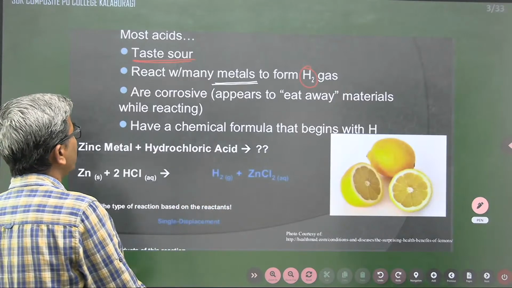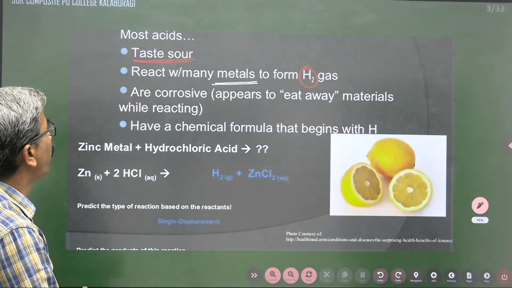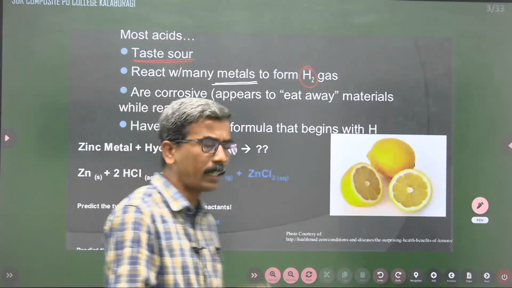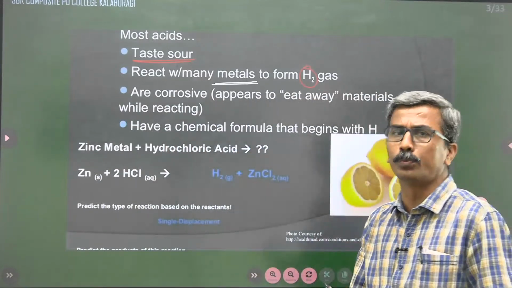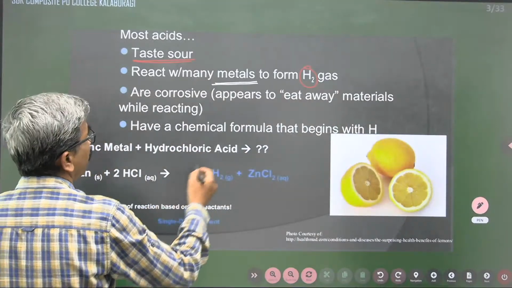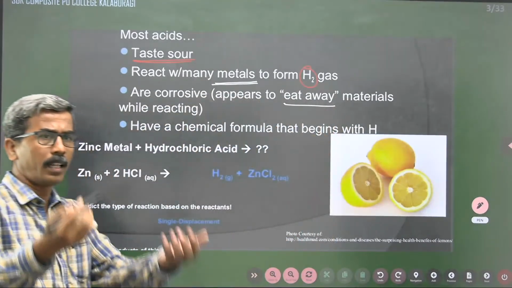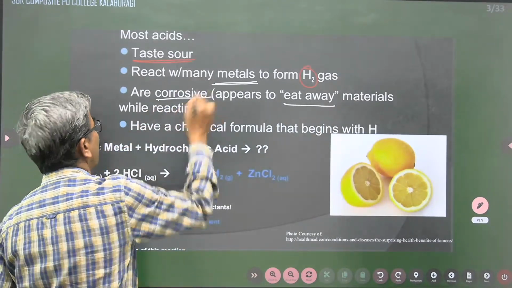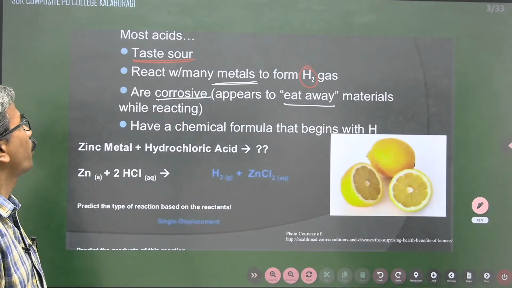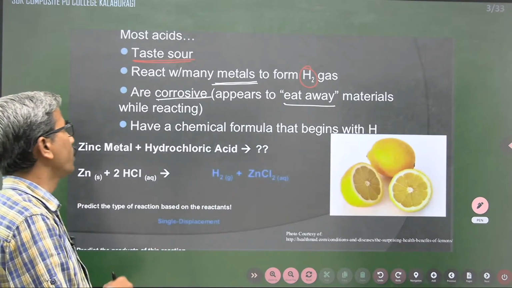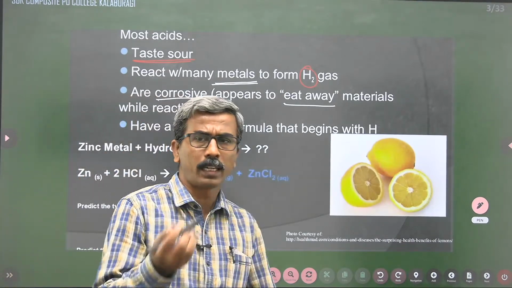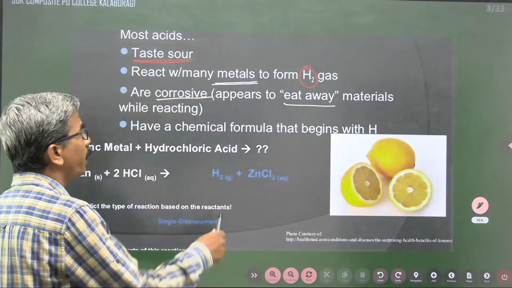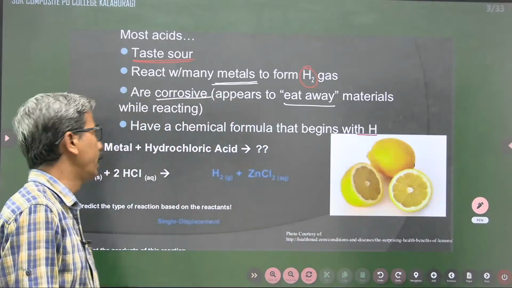And next one is your acids. We are saying they are corrosive in nature, which means when they are made to react with some metals, they will react with that metal and consume it. Here I'm underlining it: they will eat away, they will take away that metal and convert it into something else, and that process is called corrosive. And another property of acids is that most of them, when you check the molecular formula, begin with hydrogen.